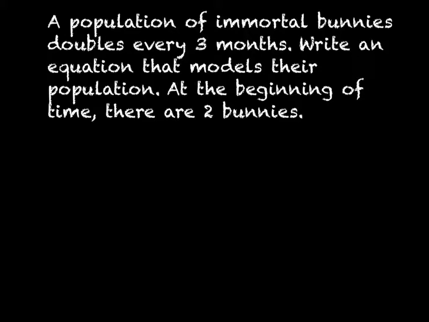A population of immortal bunnies doubles every 3 months. Write an equation that models their population. At the beginning of time, there are 2 bunnies. So there are 2 ways to do this. The first way is to make our equation something in the form p equals a e to the rt.